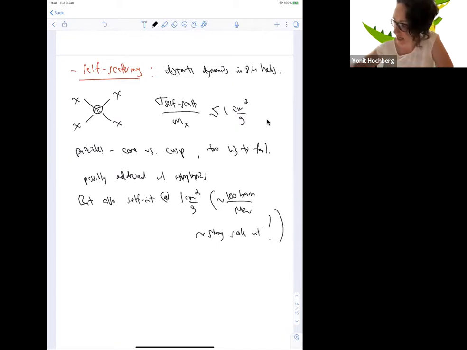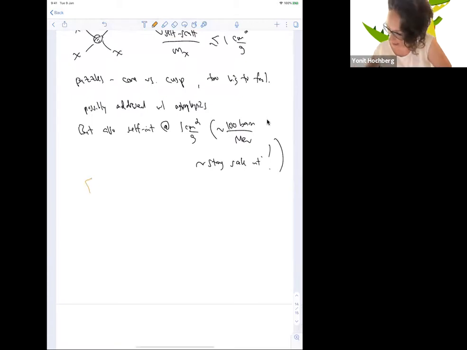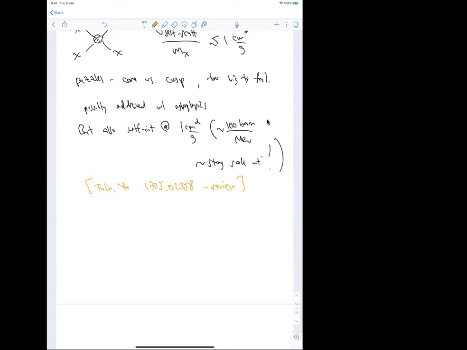But let me give you guys a reference. There's a great review by Sean Tulin and Haibo Yu, 1705.02358. These are people who've been working out the details of what exactly the problems are, when they really appear, when they do not appear, how things depend on velocity, and what the statements are related or not related to self-scattering. So I think that would be a good place to do some in-depth reading about it. Okay, thank you.